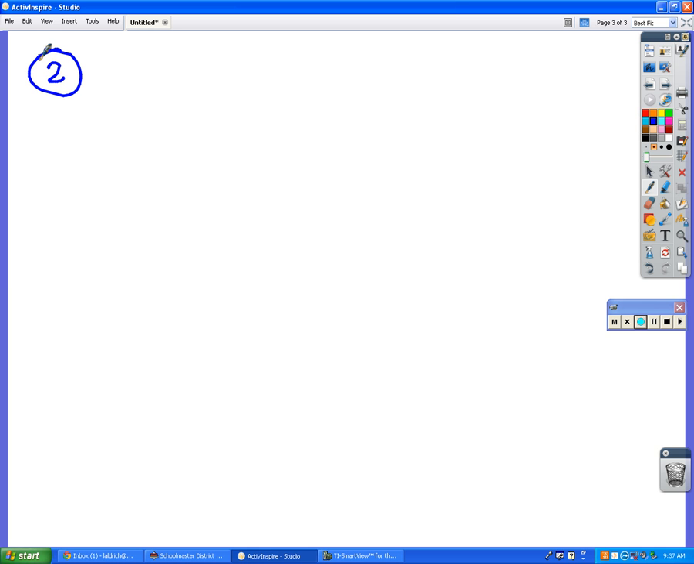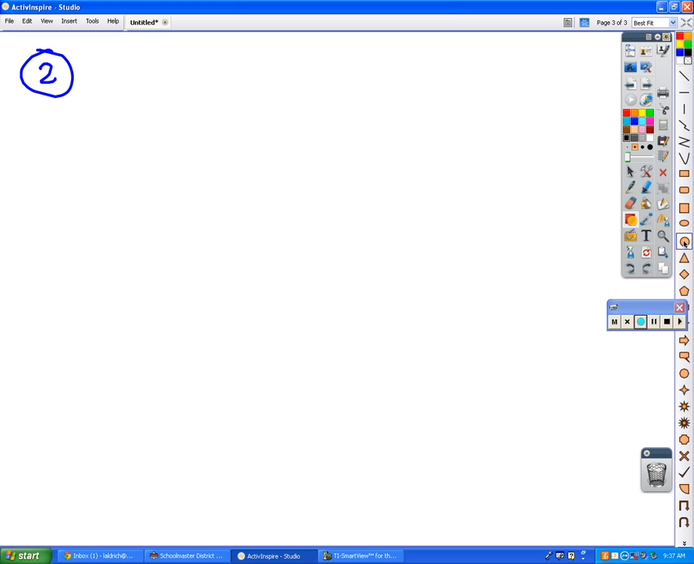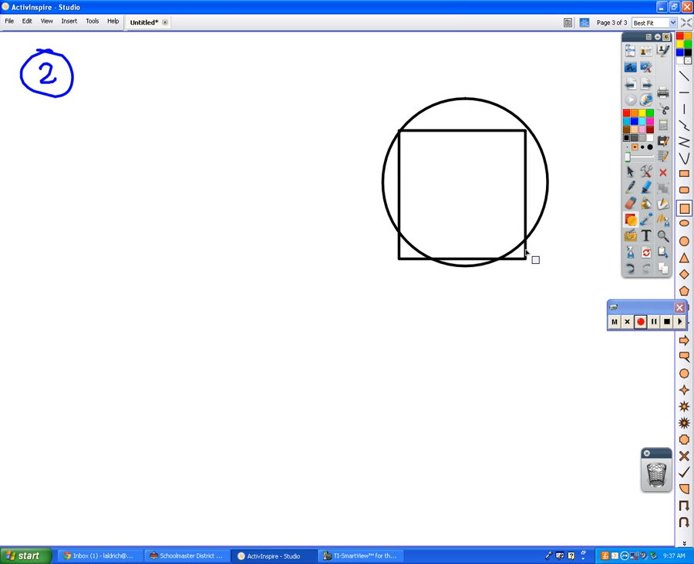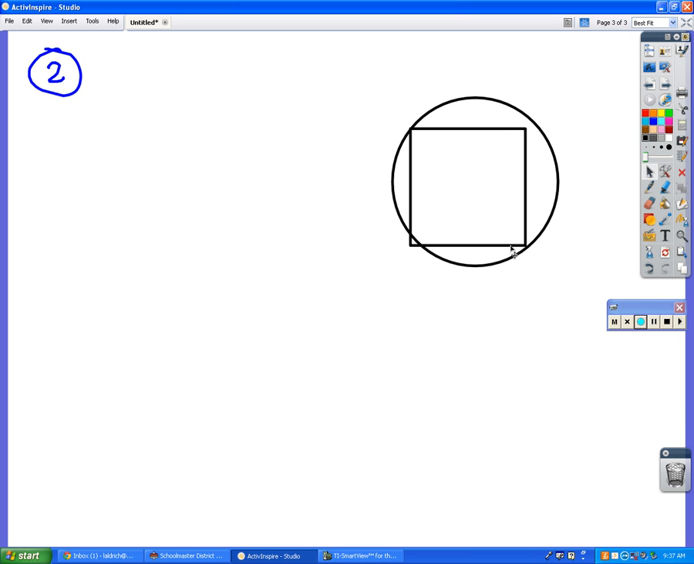All right, number 2. A square is inscribed in the circle as shown in the figure at right. So I've got a circle and I've got a square, something like that. As the square expands, the circle expands to maintain the 4 points of intersection. Does that make sense? So they're both expanding, but they're going to expand in such a way that the square is going to stay inside the circle.